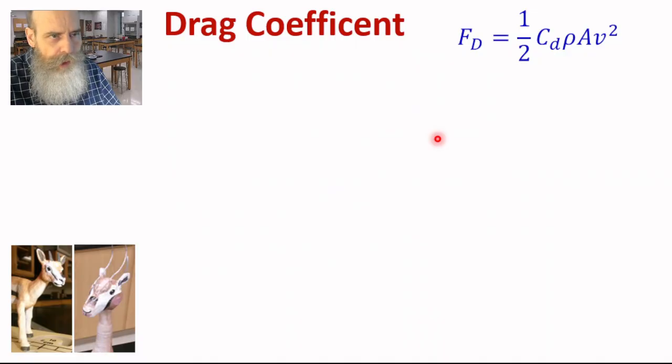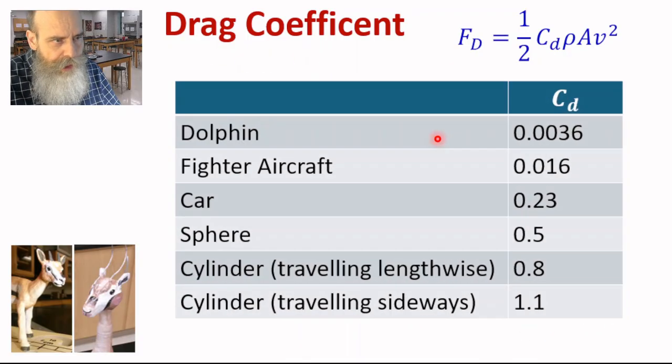Let's look at the drag coefficient, CD. Here are the drag coefficients for different objects in order of increasing drag coefficient. For a dolphin we have 0.0036. Fighter aircraft, 0.016. 0.23 for a car. 0.5 for a sphere. A cylinder traveling lengthwise, like this, it's 0.8. And for a cylinder traveling sideways, like this, it is 1.1.